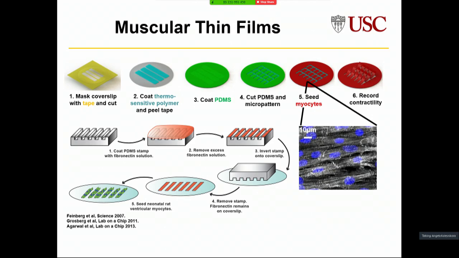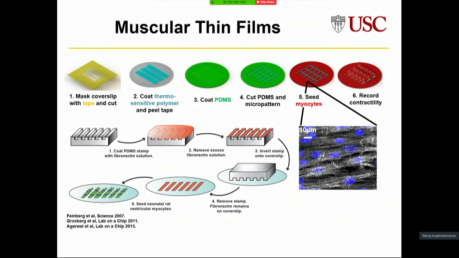We can cut these small windows out, coat this with a temperature-sensitive polymer, called poly(N-isopropylacrylamide). Essentially, this polymer is solid at 37 Celsius, so within the incubator, and then at room temperature, it will melt away. So it's kind of a switch that we control when this polymer will dissolve.